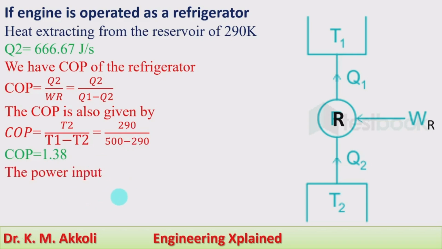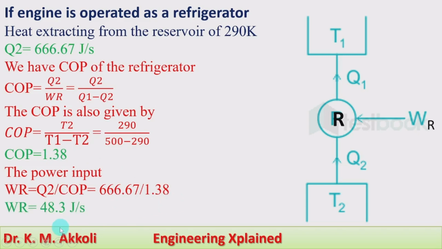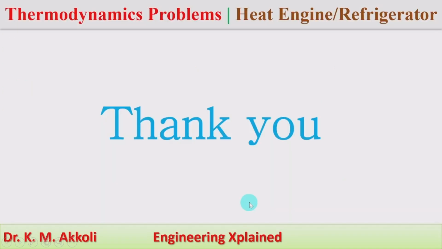The power input, how we can calculate, that is WR equal to, from this equation, WR is equal to Q2 by COP. Then Q2 we already know, 666.67, and COP we have calculated as 1.38. By substituting these values, the work input required for the refrigerator we can have as 483.3 joule per second. This is about this numerical.